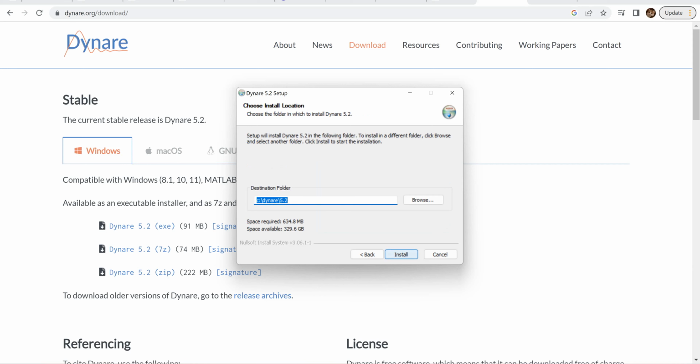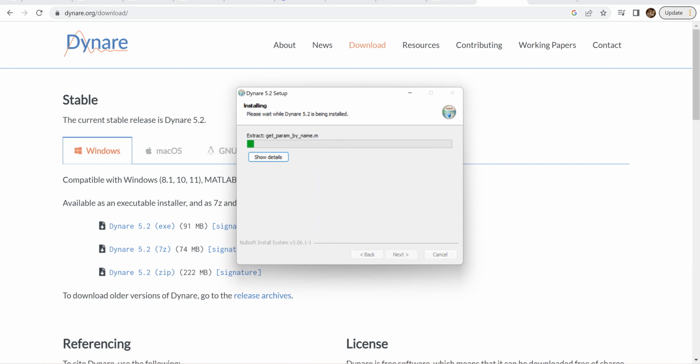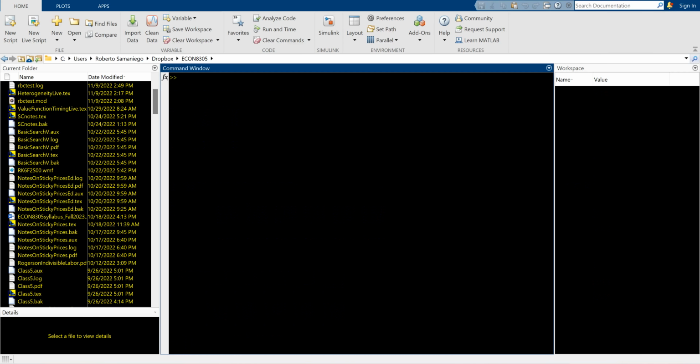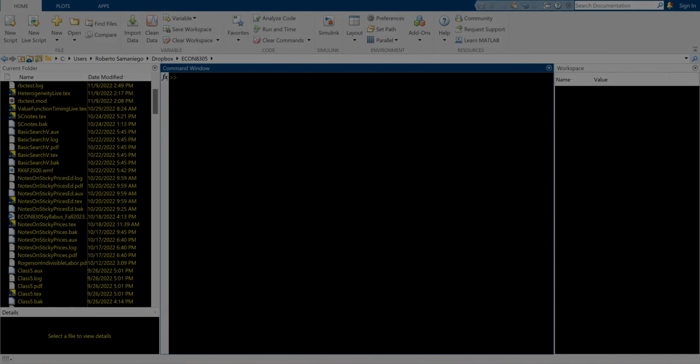Click Next. This is going to create a destination folder. Click Install. You'll need to remember that destination folder for later. Alright, now that we have Dynare installed, we can go to Matlab. And before anything else, you have to go to your path and make sure that it includes this directory. I expect that in future versions of Dynare they may change this, so you always have to check the latest documentation.